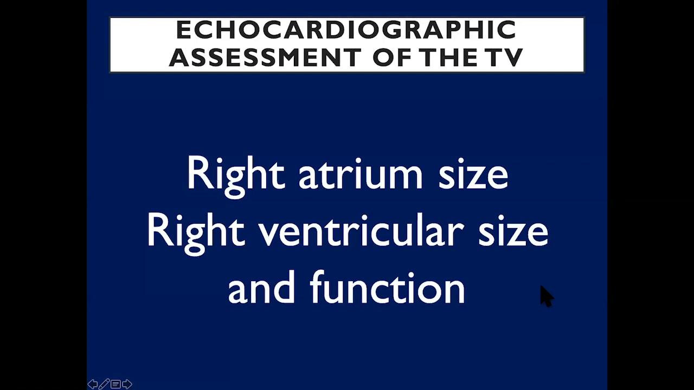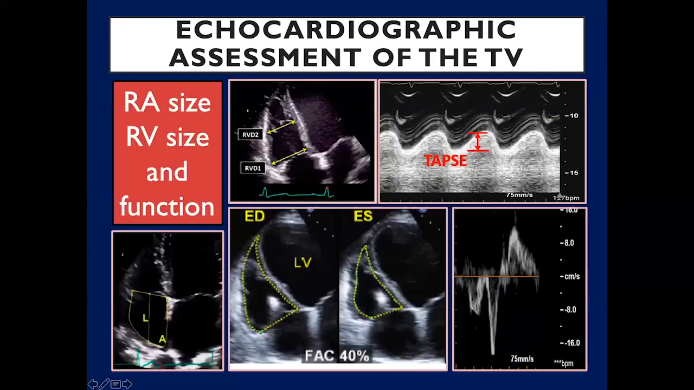Right atrium size and right ventricular size and function are very important in the assessment of the tricuspid valve. As you saw in the previous slide, it helps you explain secondary tricuspid regurgitation, for instance. I won't spend too much time on these because they are covered in other lectures. Suffice it to say, this slide covers the main measurements that you would make for the right ventricle and the right atrium.